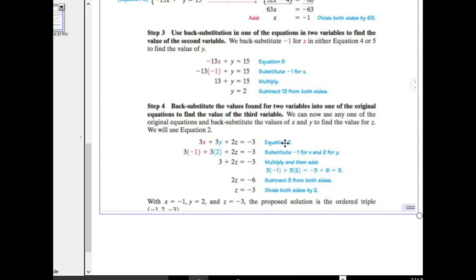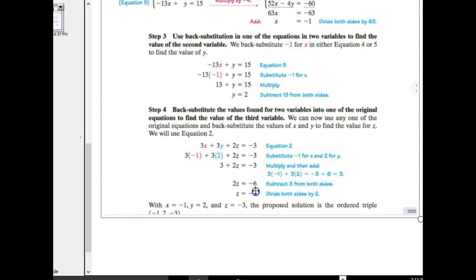By substituting and using equation 2, we end up with this being 3, this being negative 3, and this is 6. Together that makes 3 plus 2z equals negative 3. If I subtract this 3 over to this side, I end up with negative 6. So 2z equals negative 6. Divide both sides by 2, and z ends up being negative 3.